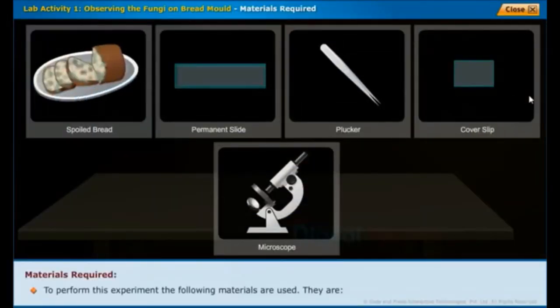To perform this experiment, the following materials are used. They are spoiled bread, permanent slide, plucker, cover slip, and microscope.